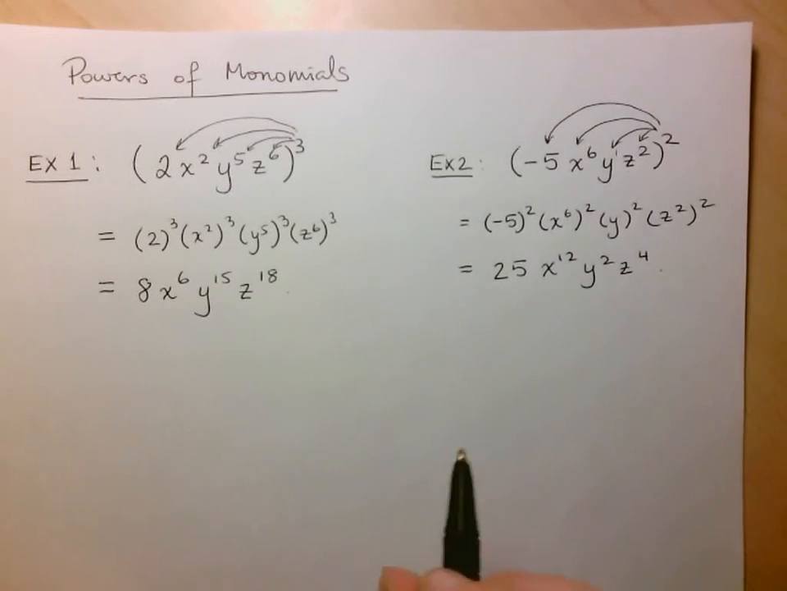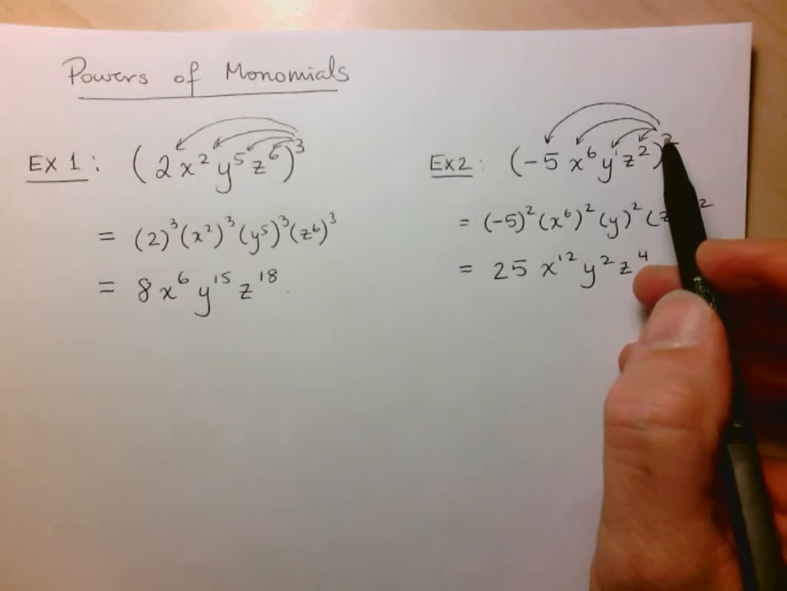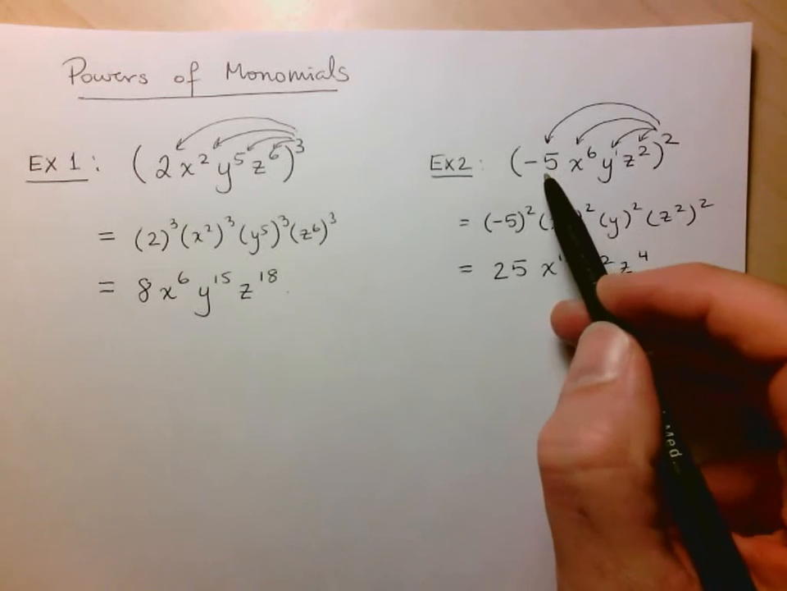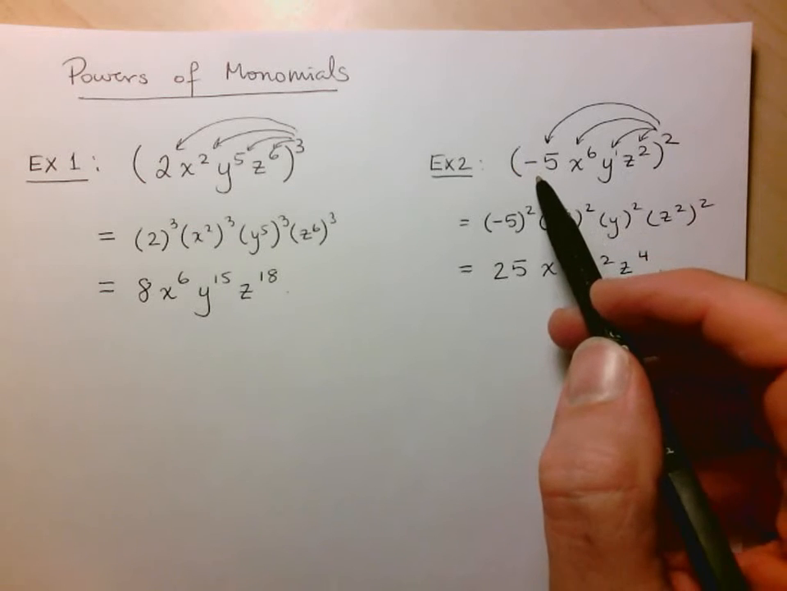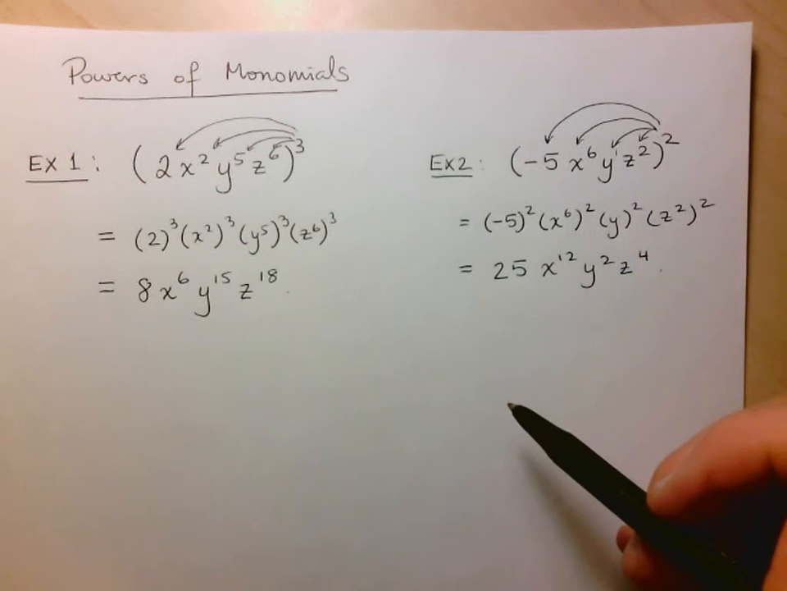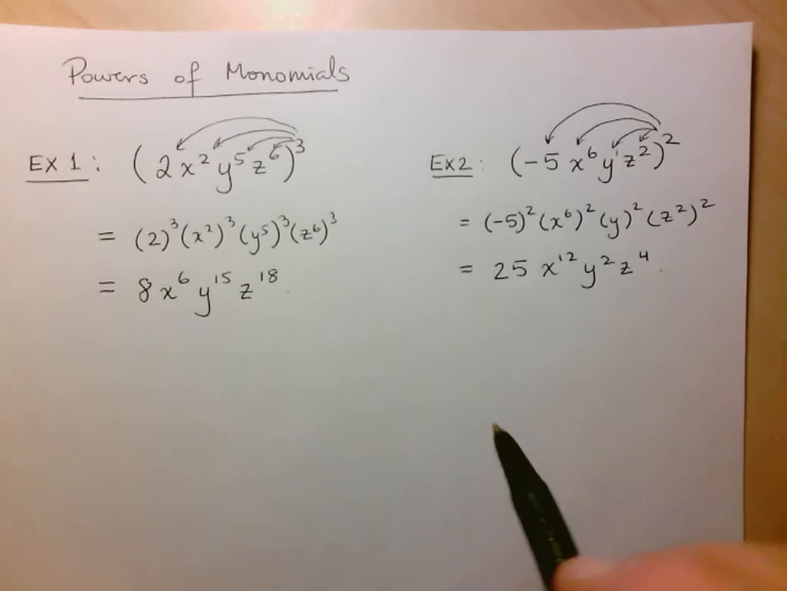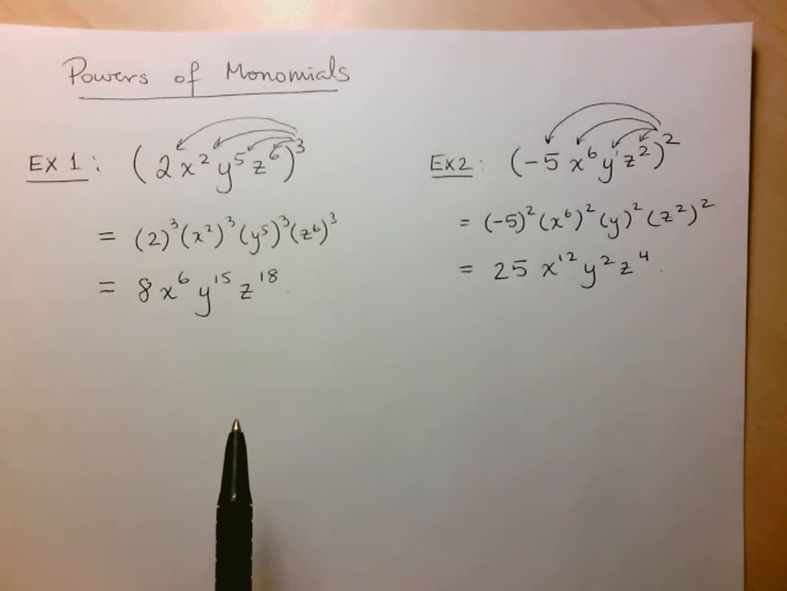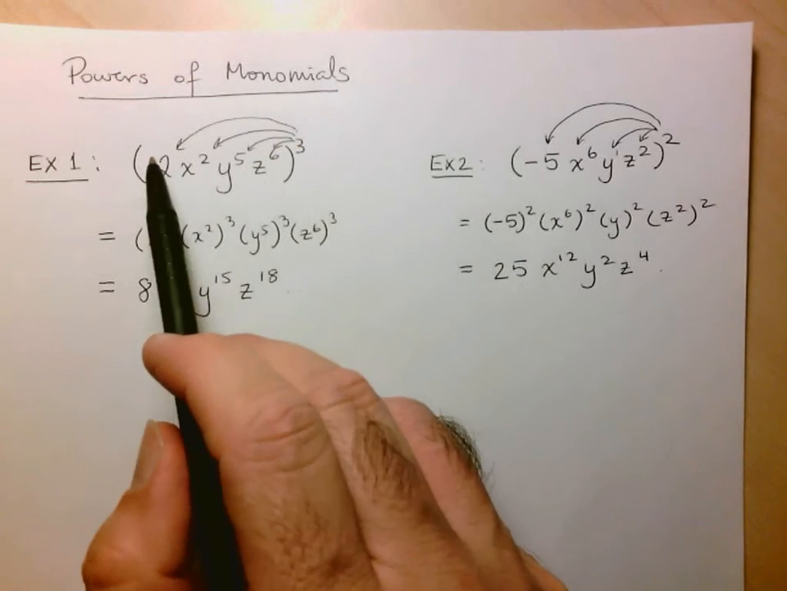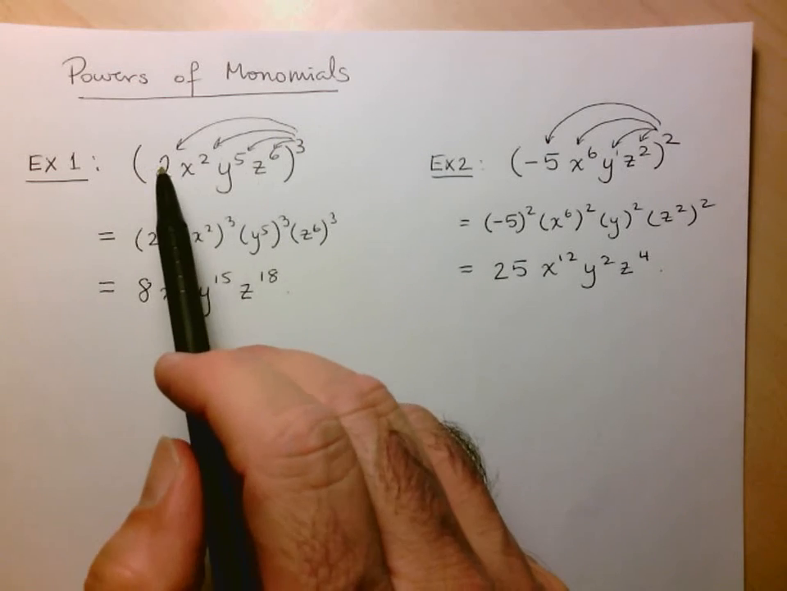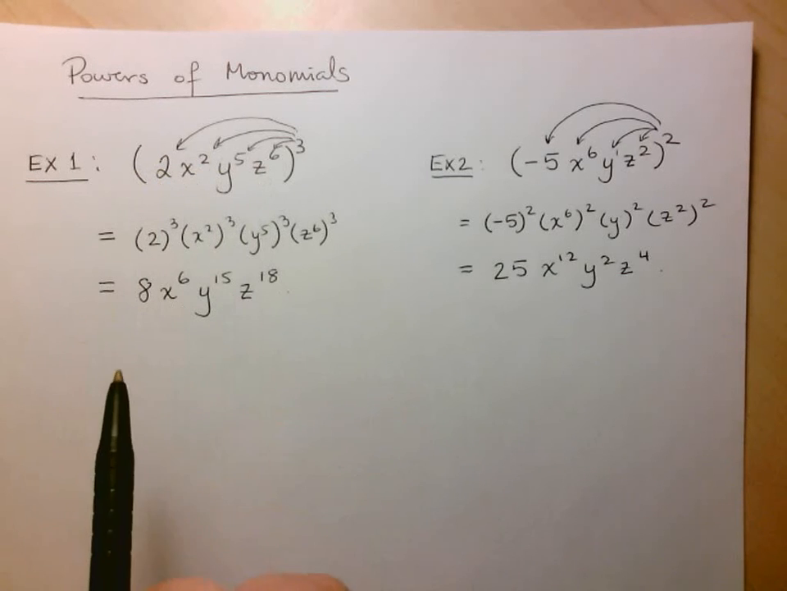Now, had this been an odd power, had this been cubed, the coefficient would have remained negative, because when we multiply a negative number 3 times, it remains negative. So, just to recap, keep in mind that when you're doing a power of a monomial, you have to apply that power to every portion of the monomial, the coefficient and all the individual powers.